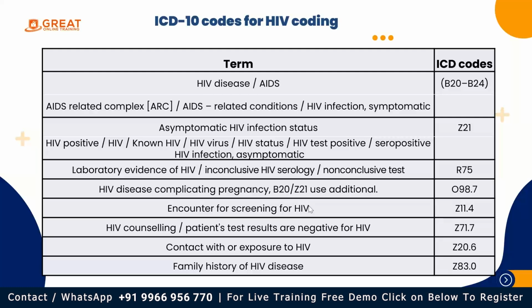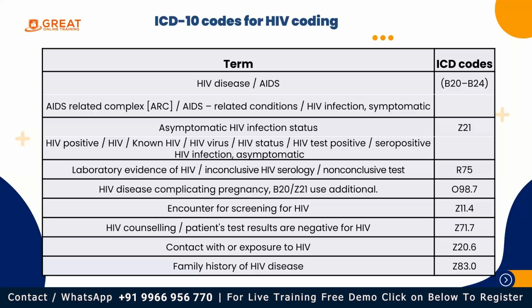Encounter for screening for HIV, we have Z11.4. For HIV counseling, or if the patient's test results are negative for HIV, in that case we have to use Z71.7. Then contact with or exposure to HIV, we have to use Z20.6. And for family history of HIV disease, we have Z83.0.